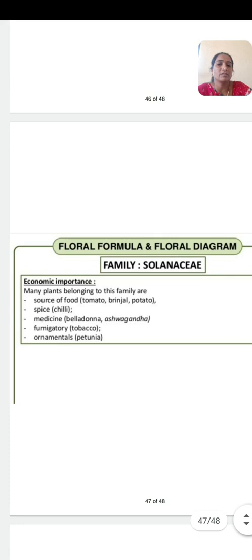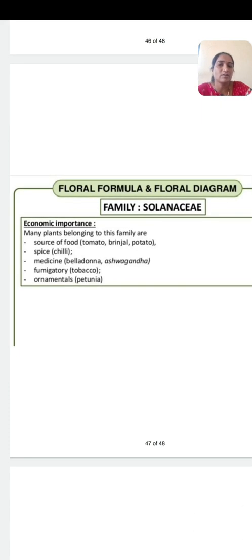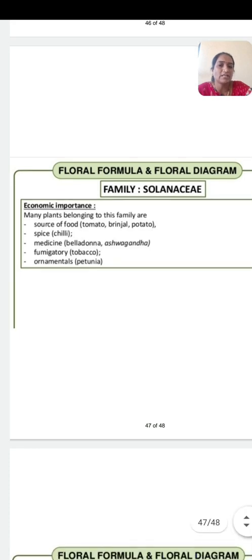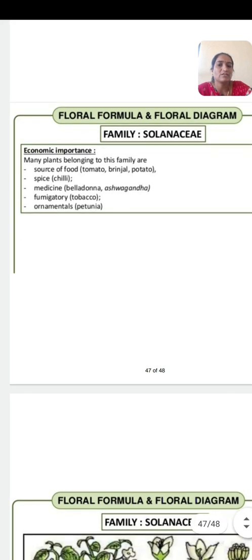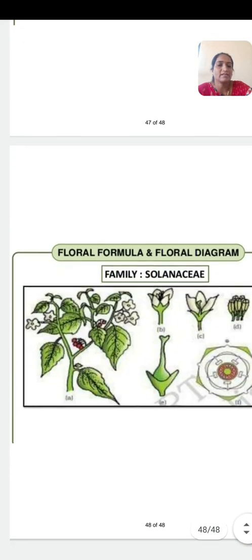Then economic importance: they are used as a source of food, like potato, tomato, brinjal, chilies. They are used in spices. Some plants are for medicinal purposes, like the tobacco plant, which is used as a fumigatory, and certain plants are used for ornamental uses.